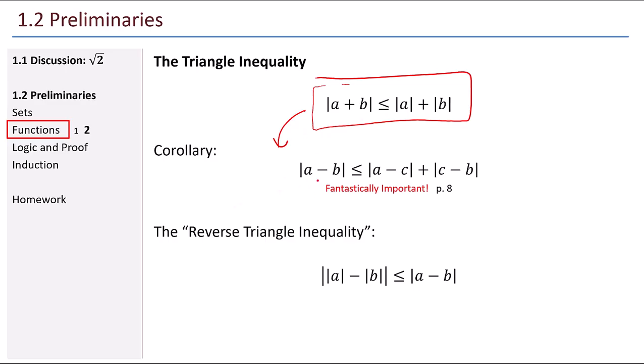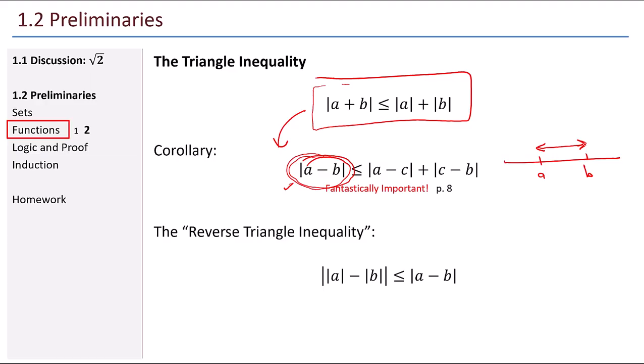And that's the absolute value of a minus b less than or equal to the absolute value of a minus c plus the absolute value of c minus b. Here's what's important. Whenever you see a difference in absolute value, think of 2 points on the number line, a and b, and that absolute value is telling us the distance between a and b on the number line.